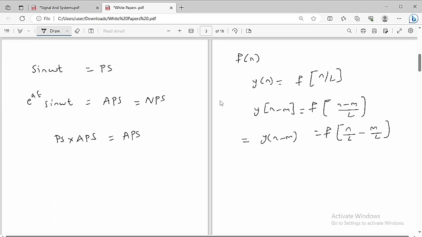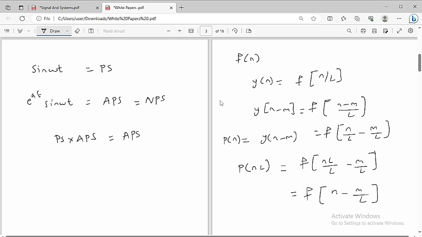This one I am going to assume is p of n. So now again I will do the scaling by l. So p of nl is obtained by replacing n by nl. We are going to get nl by l minus m by l. L cancels, and we are going to get f of n minus m by l. So this is the thing that we are going to get.